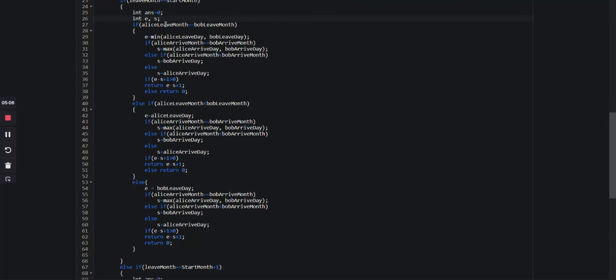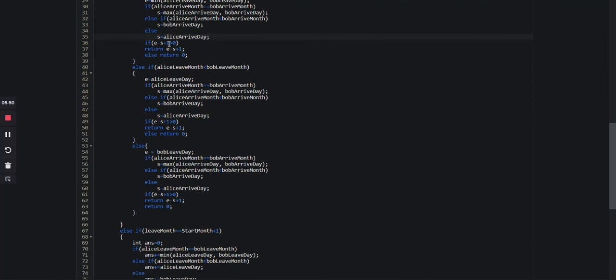So then there can be three cases. If the leave month of Alice and the leave month of Bob are same, then the endpoint will definitely be the minimum of the leave day of Alice and Bob. And then we need to find the maximum starting point. So if we consider the arrival month for both, if they are same, then the maximum of the arrival day of Alice or Bob will be the starting point. Otherwise, if Bob arrives later than Alice, then the starting point will be the arrival day of Bob. And if Alice arrives late, then the starting point will be the arrival day of Alice.